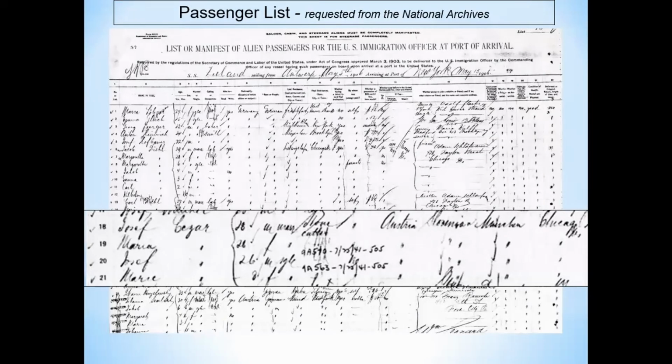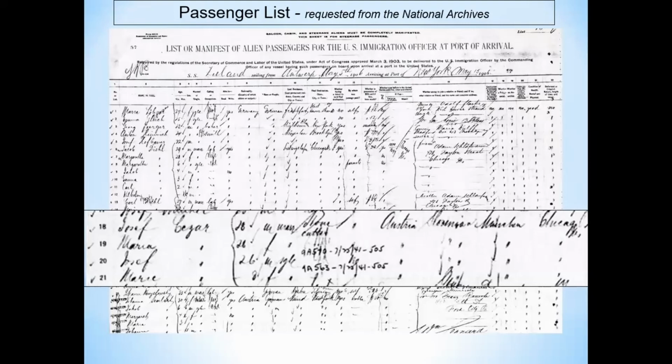The second reason would be name variations and then outright name changes. So if your ancestors used a different name in the old country and you're searching on the name that they used here in the US, that might be a reason why you're not finding their passenger list.